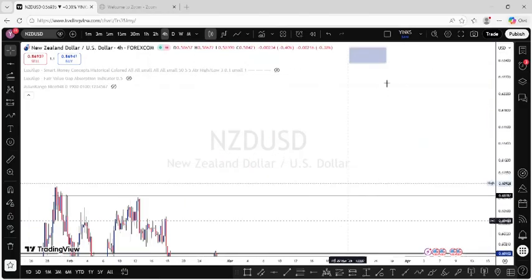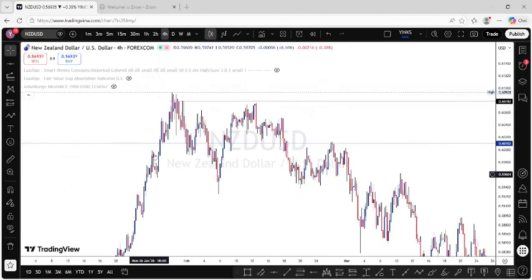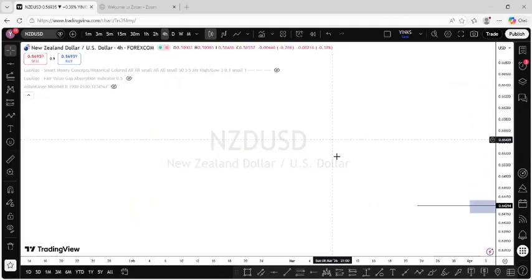So criteria 1, the price must have tested it before. Now look at it. When price pushed all the way, price came to that same level, pushed back up again. We have a breakout from that level, and then you can see price tested it again. So we have one test right here, another test right here, and another test right here. You can see price tested it multiple times, which means number 1 is valid.